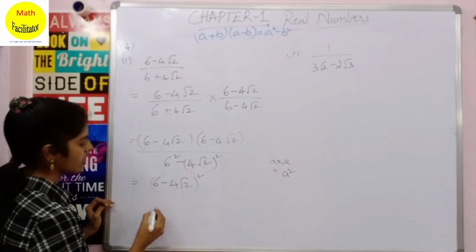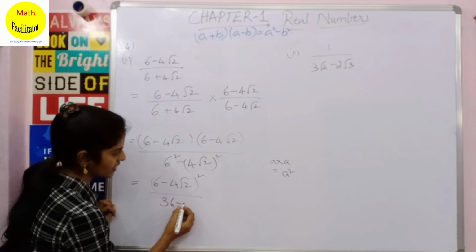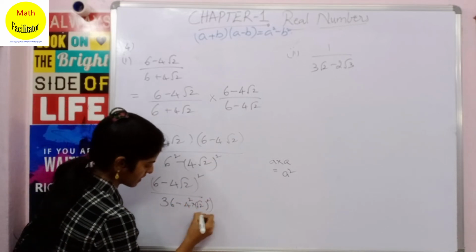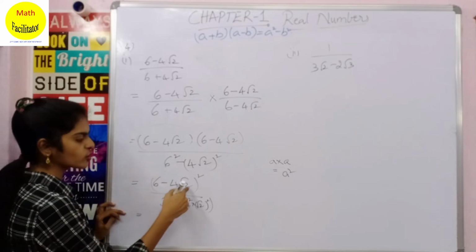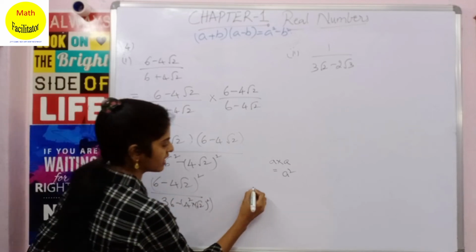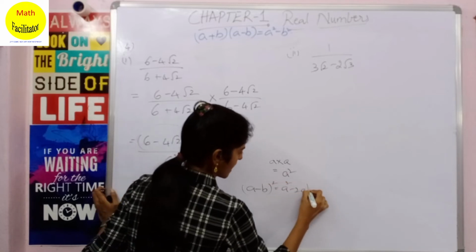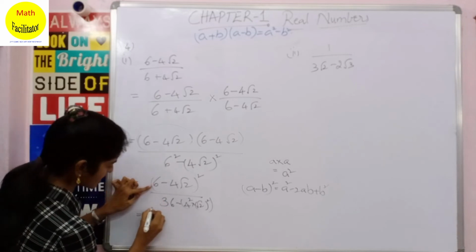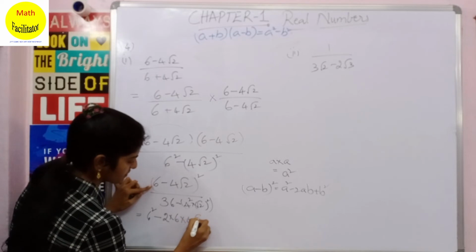Now divided by, now 6 square is 36 minus 4 root 2 whole square, which is nothing but 4 square into root 2 whole square. So this is nothing but 6 minus 4 root 2 whole square. It is like a minus b whole square. Now what is the formula? A minus b whole square is equal to a square minus 2ab plus b square. Yes, so here a is 6, so 6 square minus 2 into a into b.